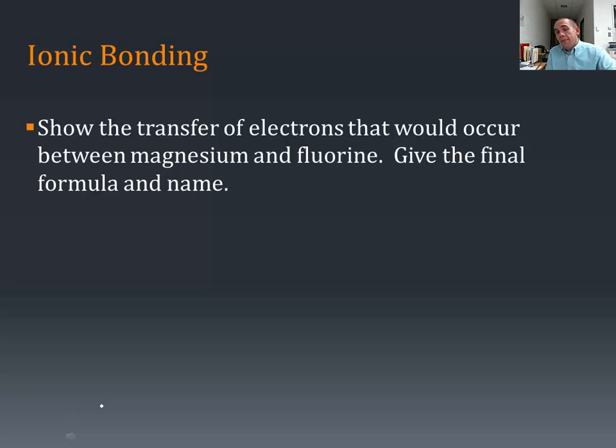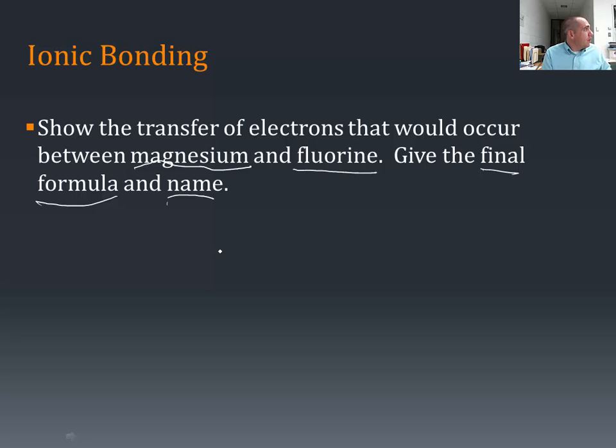So what happens? What actually goes on here? So this says, let's show the transfer of electrons that would occur between magnesium and fluorine. Give the final formula and name. Alright, so we're going to have to learn some naming rules, we're going to have to learn some formula stuff, and we're going to have to look at how charge transfers. So the very first thing I'm going to need is a periodic table because I don't know what the charge of a magnesium atom is going to be. I don't know what fluorine is going to do. So I need to actually go to my periodic table and look this stuff up.